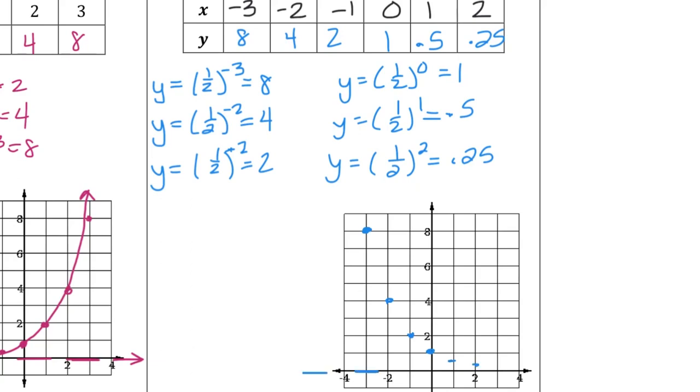And we also can't forget about our horizontal asymptote at y equals 0. So when we graph this one, we're going to decline from left to right, but we're not going to cross the x-axis. We're just going to get very close to it. And there's the graph for y equals 1/2 to the x.